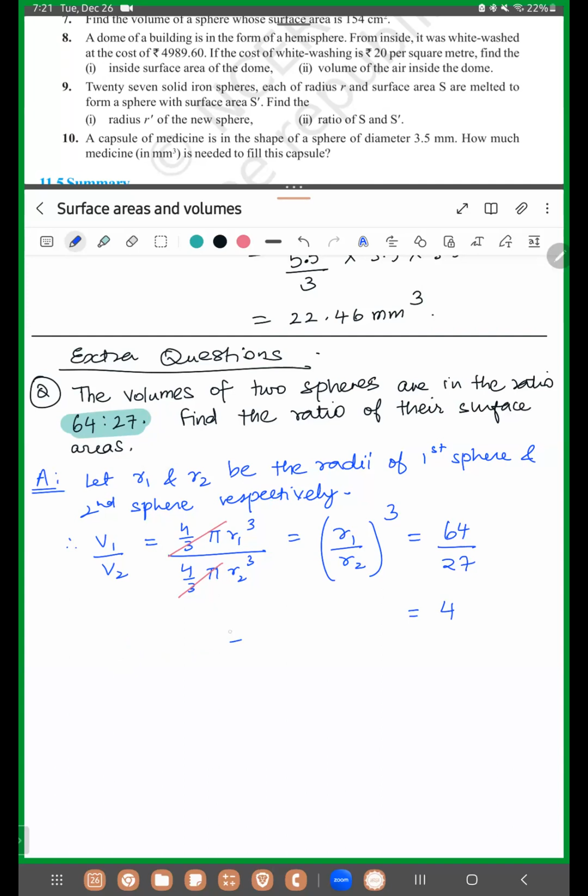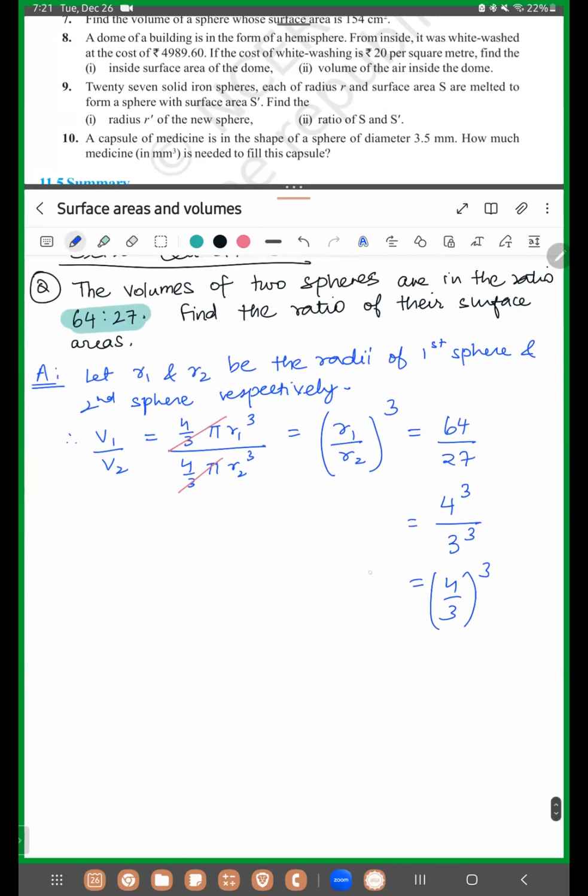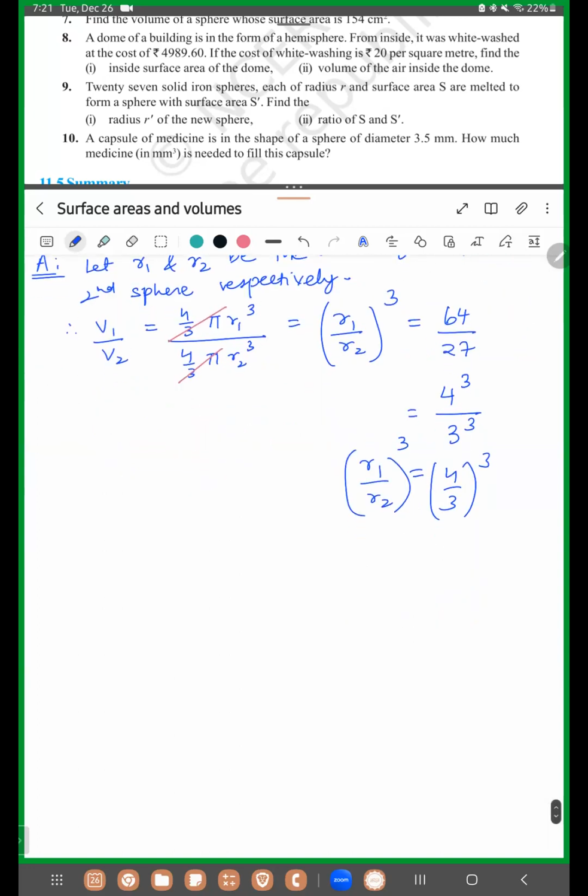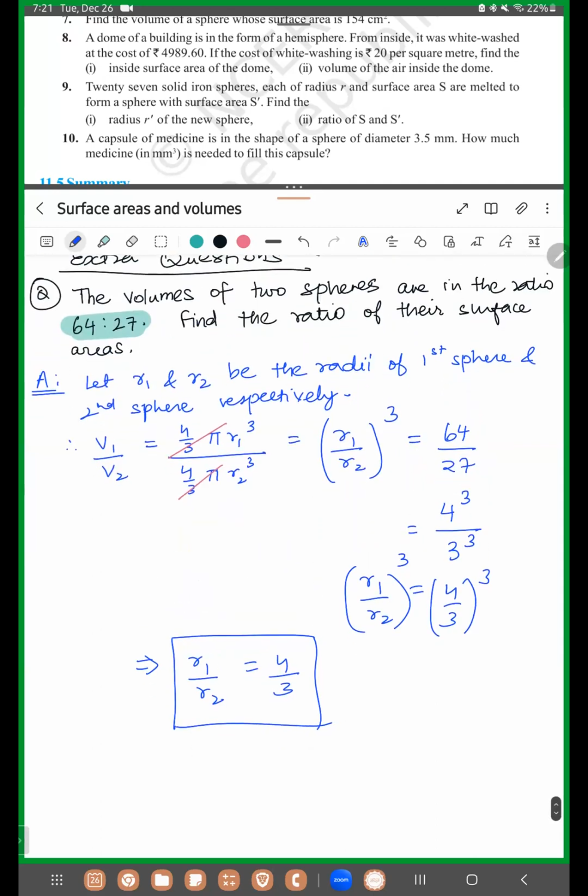And 27 is the cube of 3. So this can be written as 4 by 3 whole cube. So r1 by r2 whole cube is 4 by 3 whole cube. So we can say r1 by r2 equals 4 by 3. So that is the ratio between r1 and r2. But we have to find the ratio of their surface areas. Write it till here.